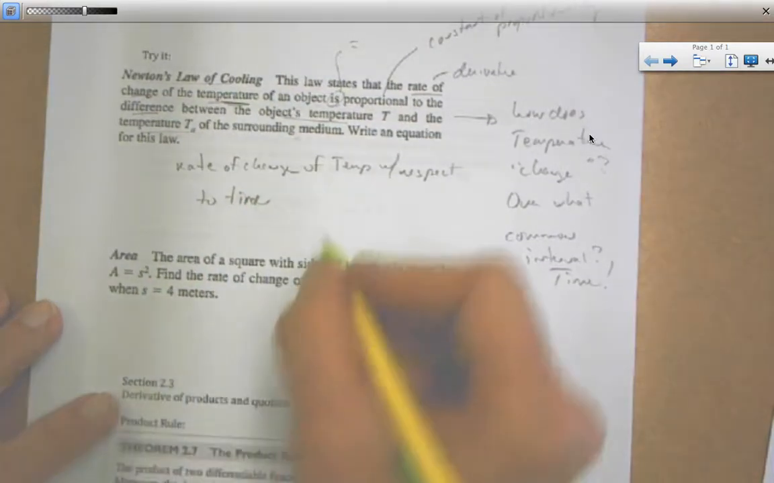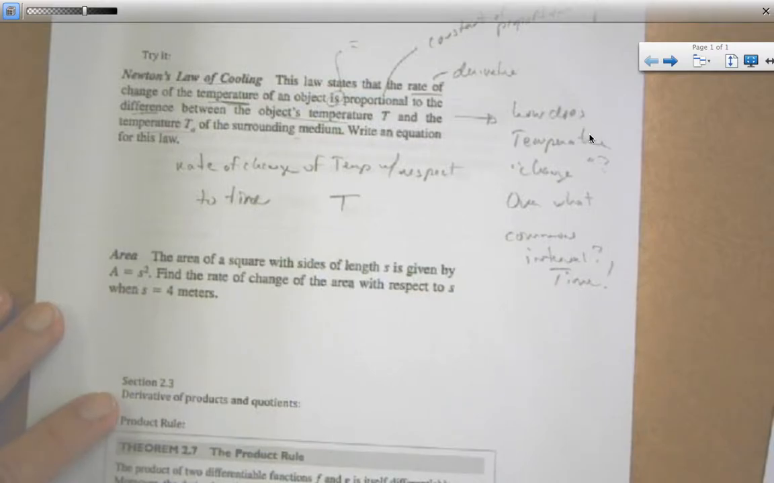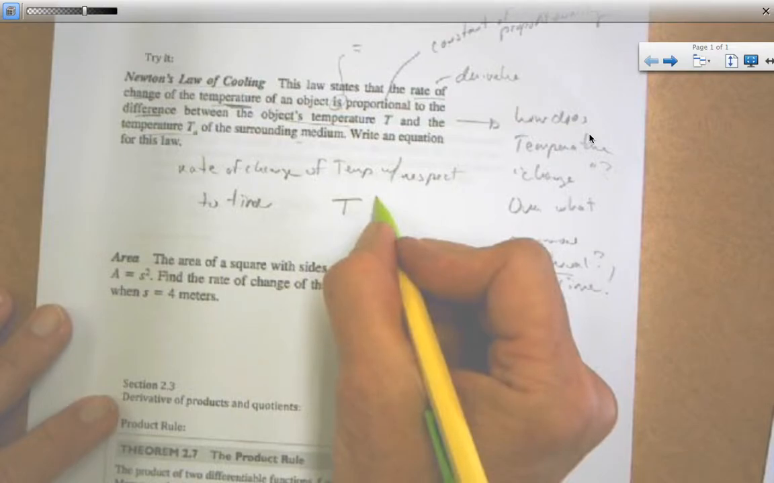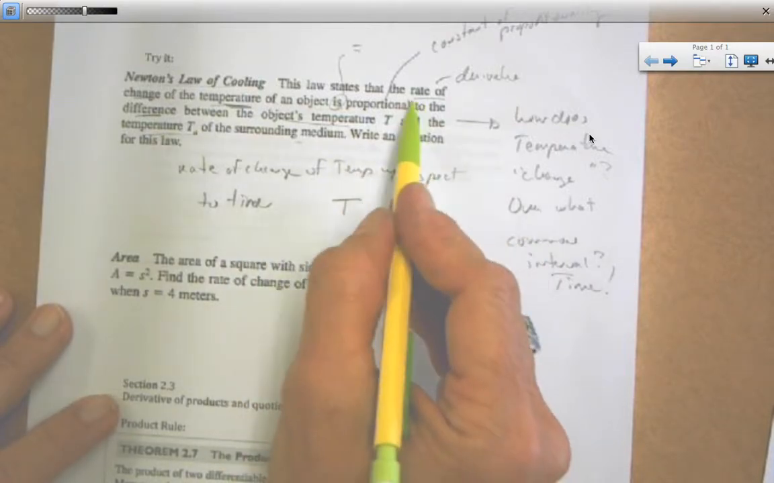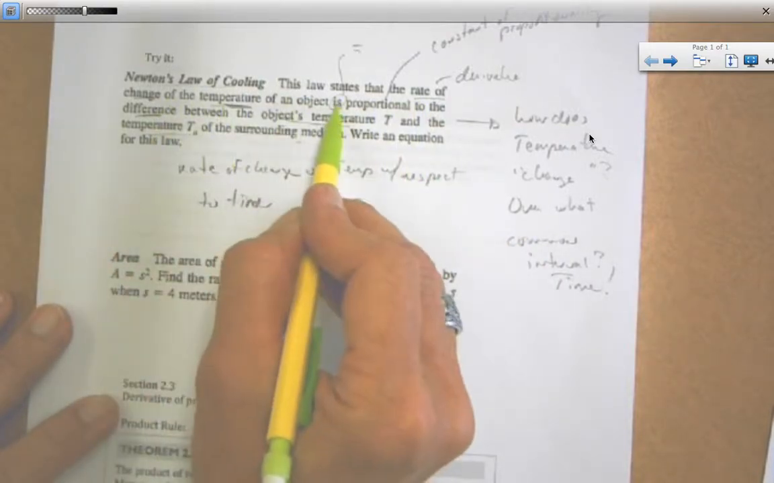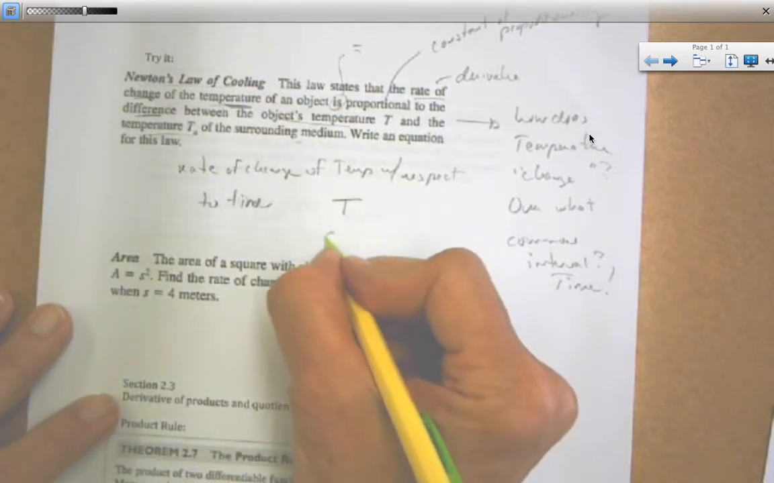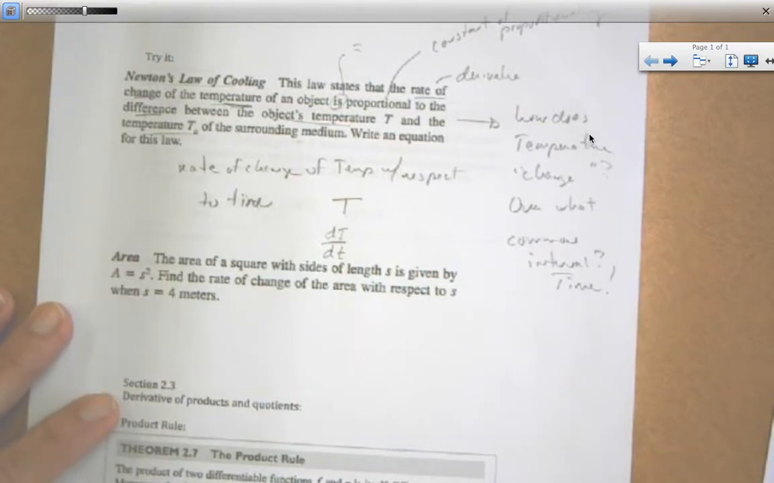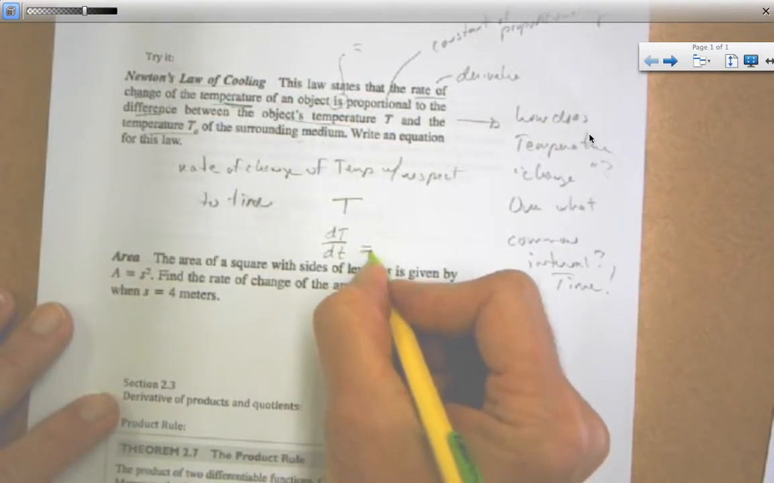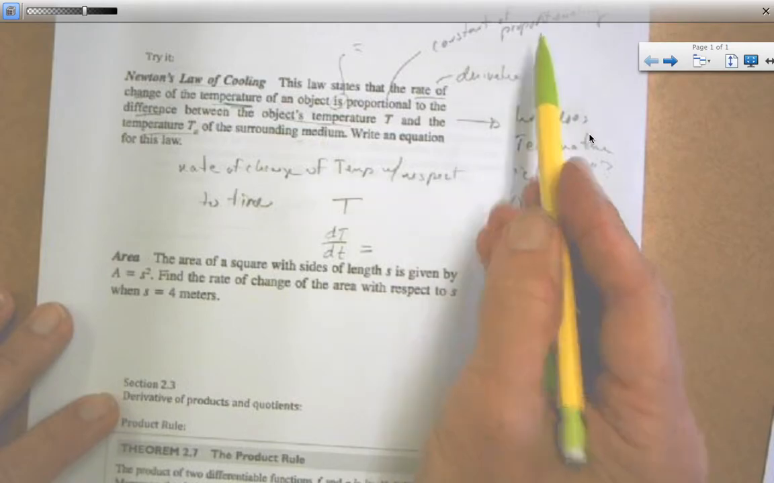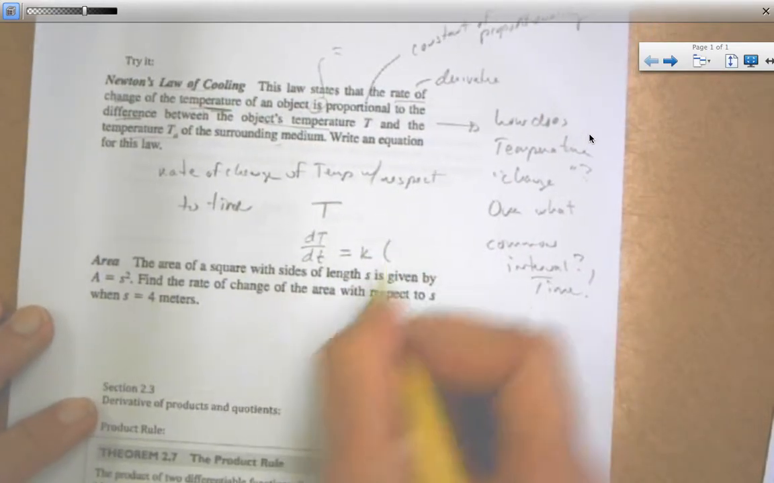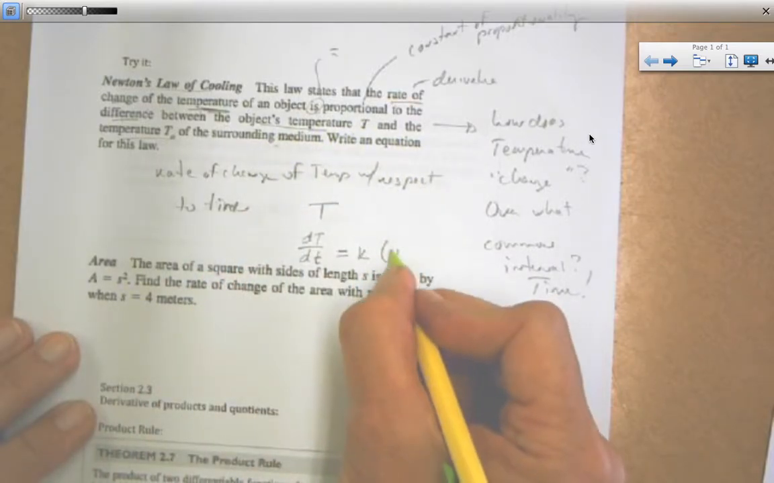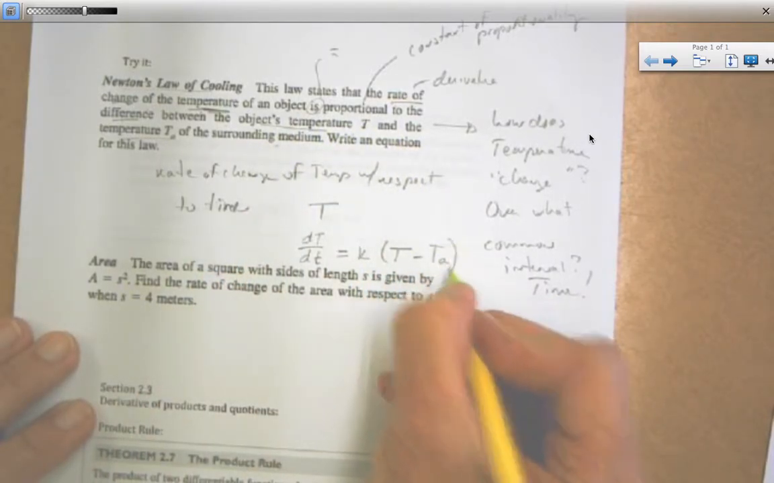So here we go. I know I have temperature, and I know I'm going to do something with it. It tells me that the rate of change of temperature is, it's giving me a relationship. So rate of change is the derivative of temperature with respect to time. Proportional means a constant of proportionality, so I have k, times the difference between the object's temperature and the temperature of the surrounding medium.